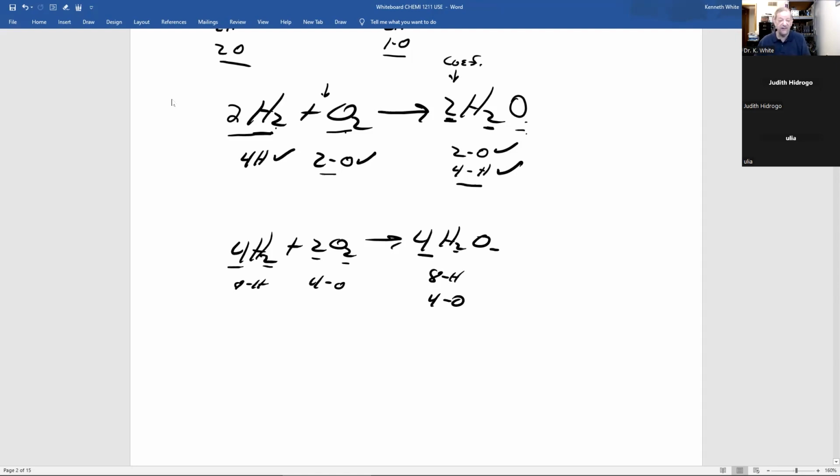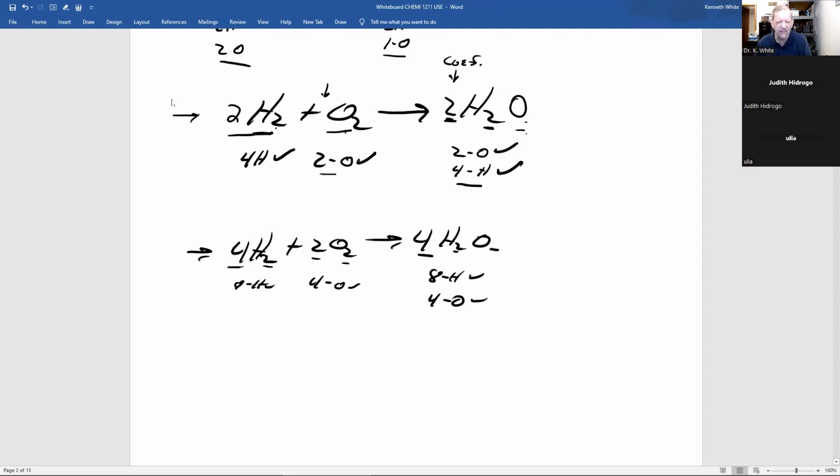And you say, well, Dr. White, 8 hydrogen, 4 oxygen. Isn't that balanced? The answer is no. The convention chemists use, or I should say the rule, is if you can divide all the coefficients by a number and get whole numbers, then you should. You should not be able to divide them. Notice I can't divide these coefficients by a number to get whole numbers. That's the correct balanced equation.